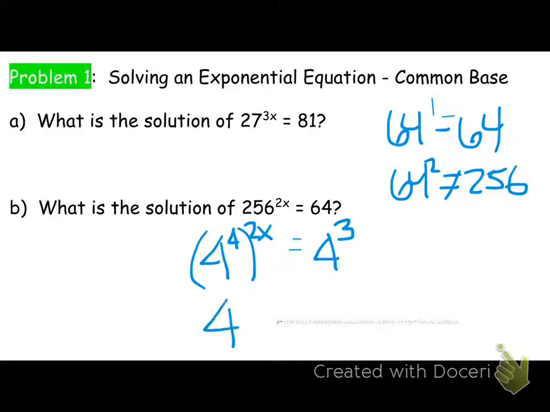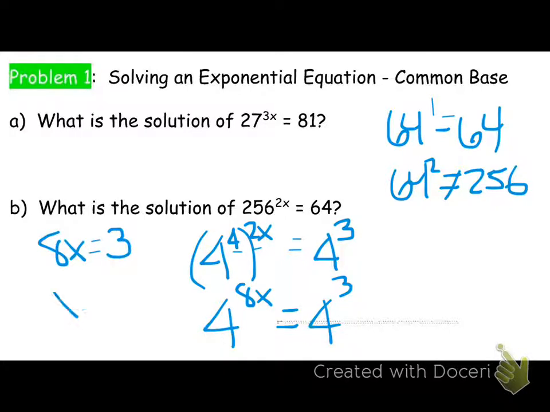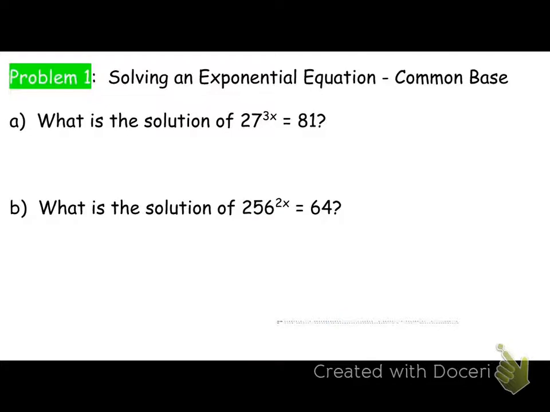Well, again, by the properties of exponents, when you have a power of a power, what do you do with the exponents? Multiply is correct, so that becomes 4 to the 8x and 4 cubed. That means we can set the exponents equal to each other because they're the common base. Guys, what's x equal? 3/8. Questions? Okay.